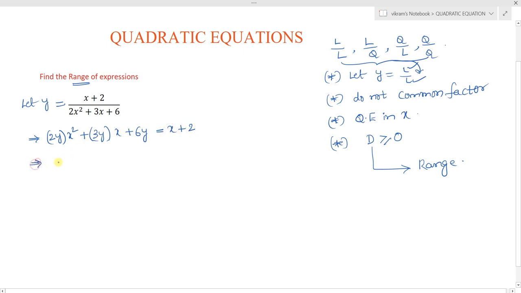So we can write this as 2y times x squared plus (3y minus 1) into x, because this x is moving to the LHS side, and 6y minus 2 equals 0. We expressed this as a quadratic equation in terms of variable x.